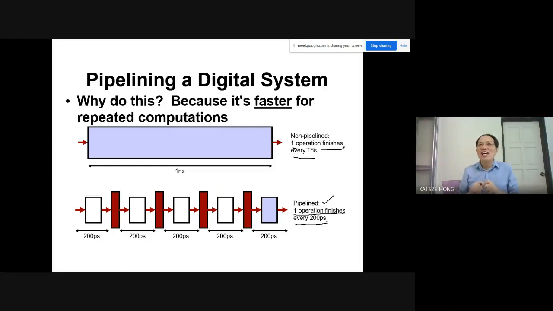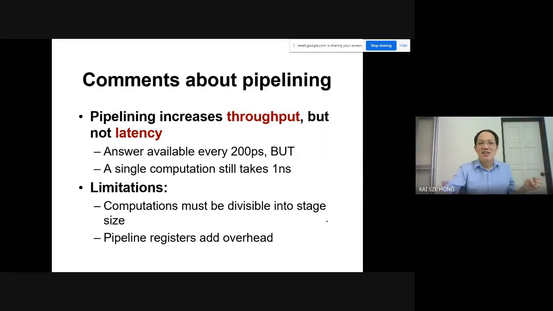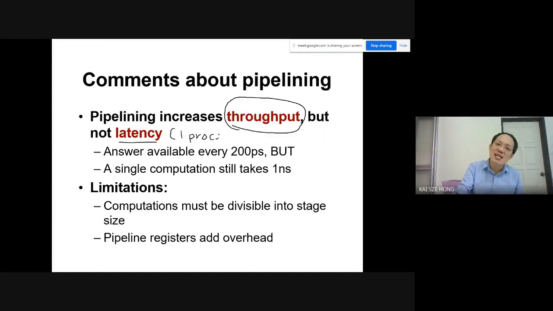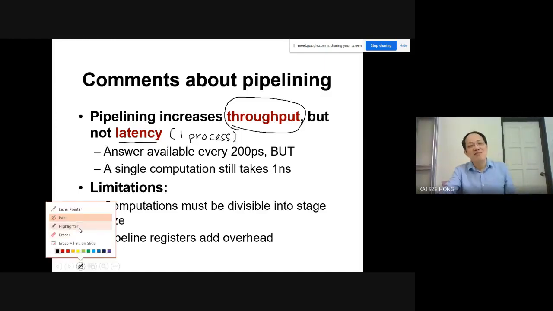Okay, of course, all the digital components will work harder, yeah? Because with pipelining, all of them have to work very hard. After they finish, they directly have to move into the next stage, yeah? Okay, now, the comments about this pipelining. Pipelining can increase the throughput. Okay, very good, it can increase the throughput, but not the latency for one single process. For one single process, it cannot improve the time.